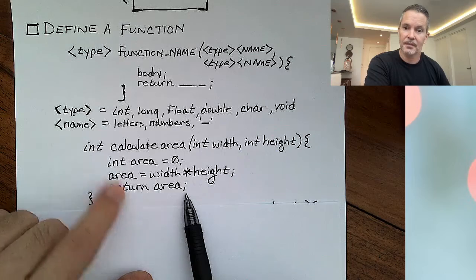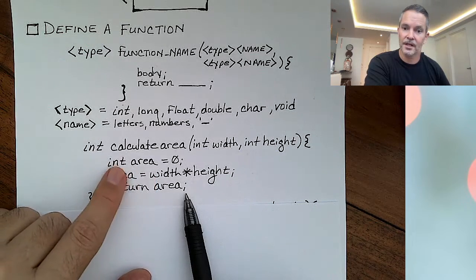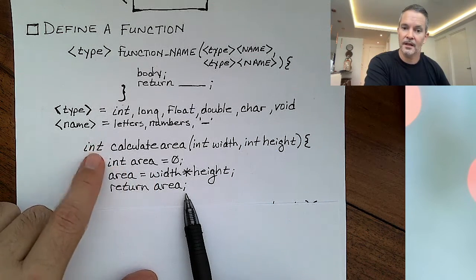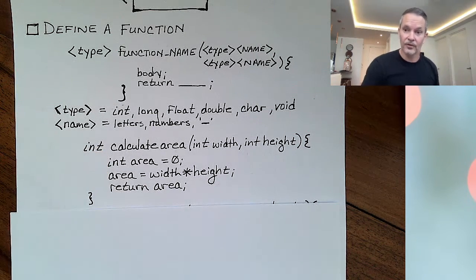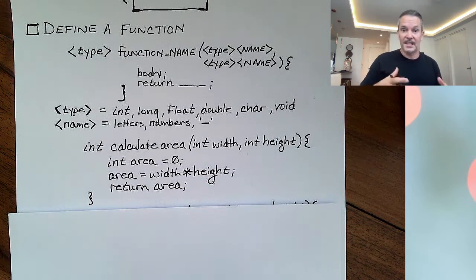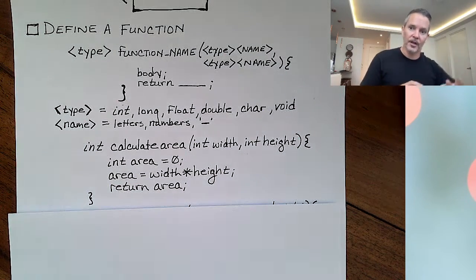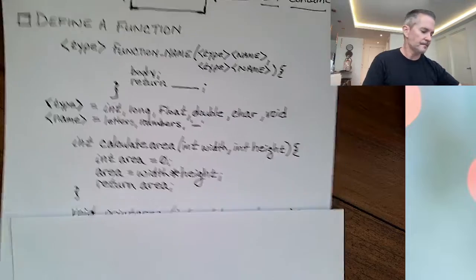Finally, my return statement, I return area. Notice area is of type int, and the return type of my function is type int. So this is a well-defined function. It does a specific task. It takes in a width and a height. It calculates the area for you and returns the area, the value of the area back out of the function.